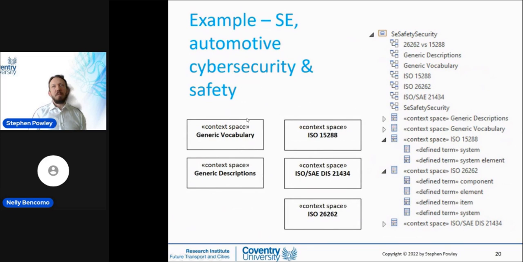So then what you do is create a very simple diagram with your context space. You have a general vocabulary and you have generic descriptions. And then you end up with a structure like this. And when you create your defined terms, they exist within the context space where they're defined.